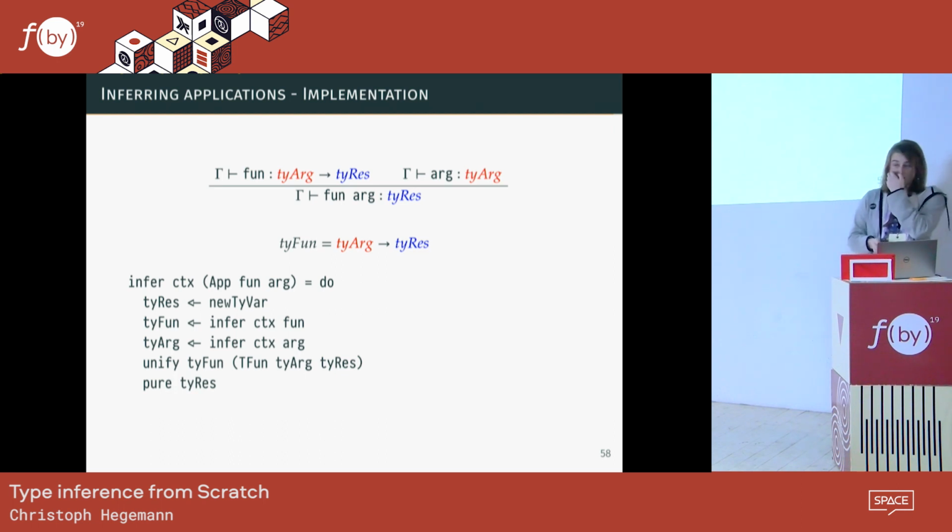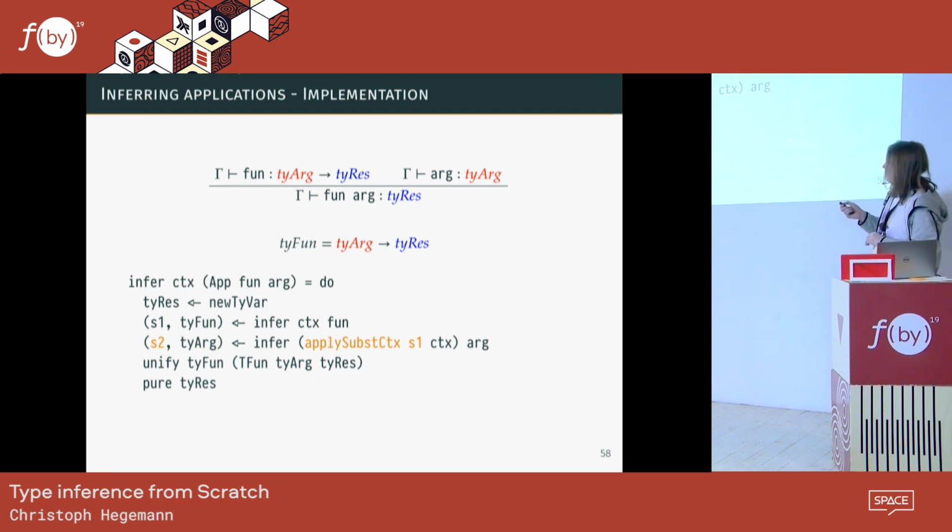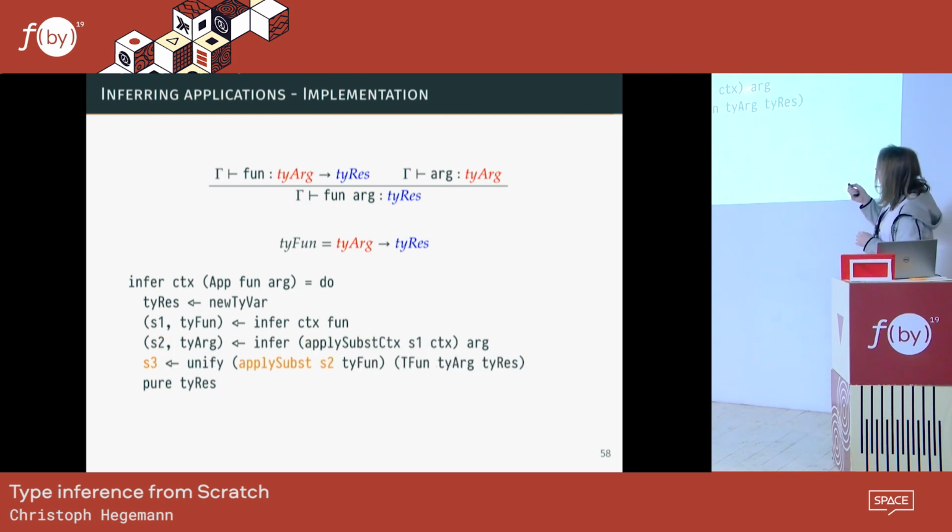All right. The only thing that's left to do is thread the substitutions through. So we get a substitution when we infer the type of the function. We get a substitution when we infer the type of the argument, but we need to make sure that we use the information we found when we inferred the function. And now when we unify, we need to go back, because when we were inferring the argument, we might have found something out about the function. So we need to feed that information back and say, apply the substitution that we found here to the type of function when we unify. And that gives us the third substitution.